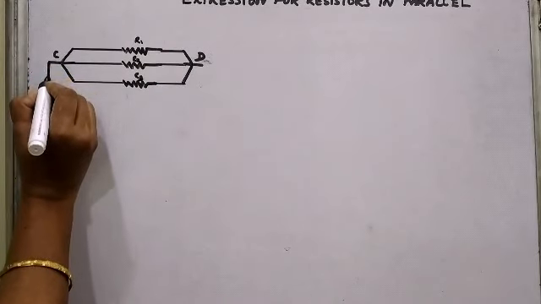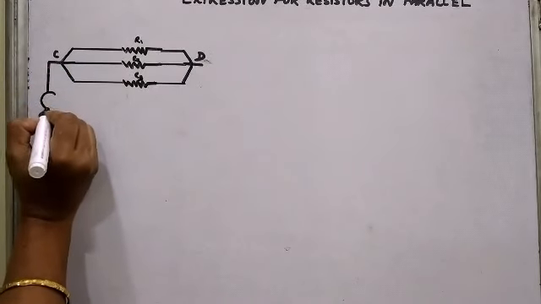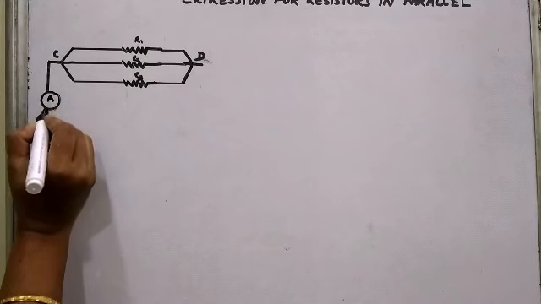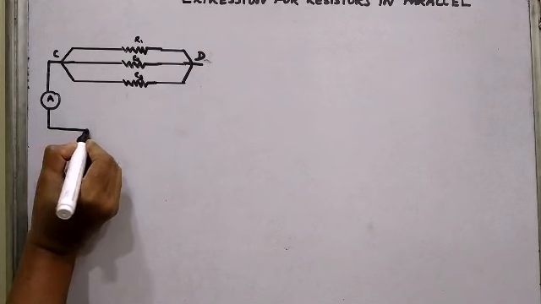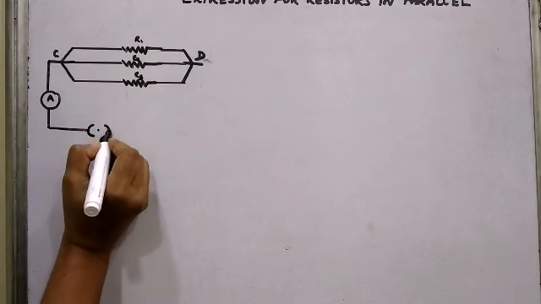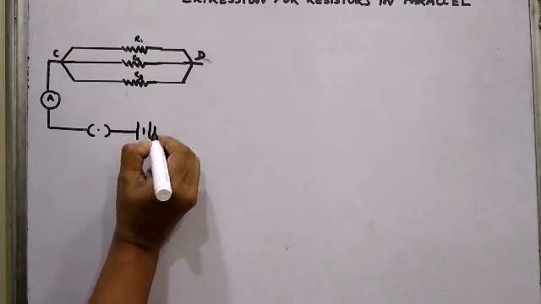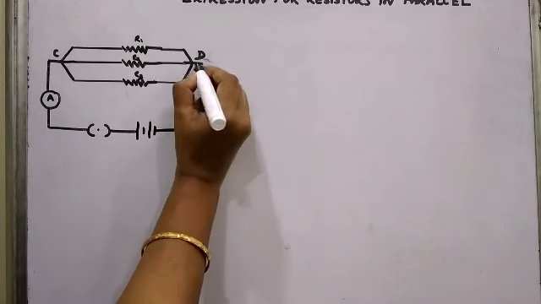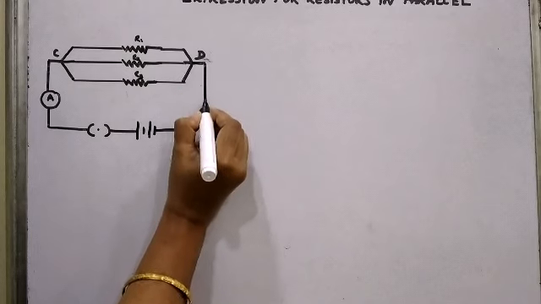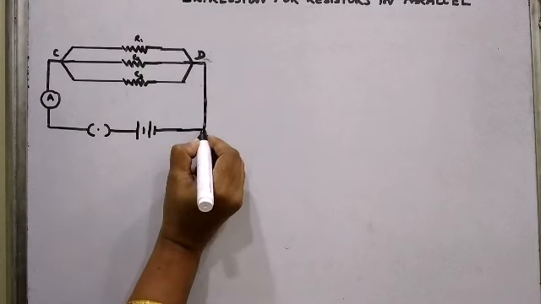Now these resistors are connected with the help of an ammeter. An ammeter is always connected in series. The ammeter is connected to a plug key. The plug key is connected to a battery. The battery will be connected to the end D of the conductor.